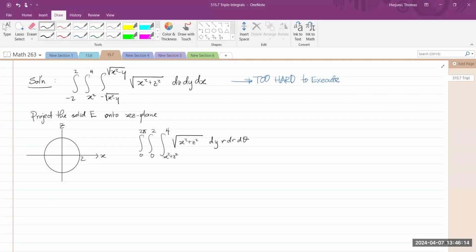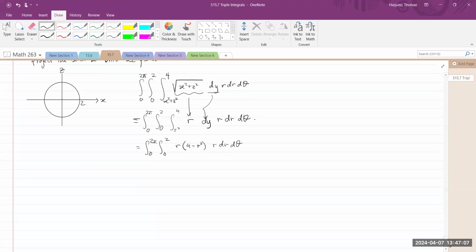But then we will integrate this in polar. So I will change that x squared plus z squared into polar, which basically is r squared, and the square root of that becomes r. This is independent of x and z, and therefore independent of r and theta. We integrate with respect to y first. That's basically the length of the interval, because the integrand is independent of y. So this is r times 4 minus r squared, r dr d theta.